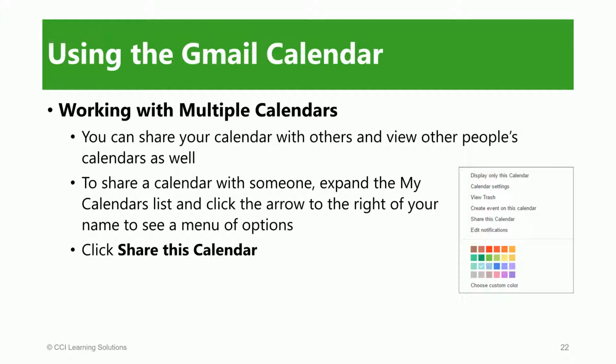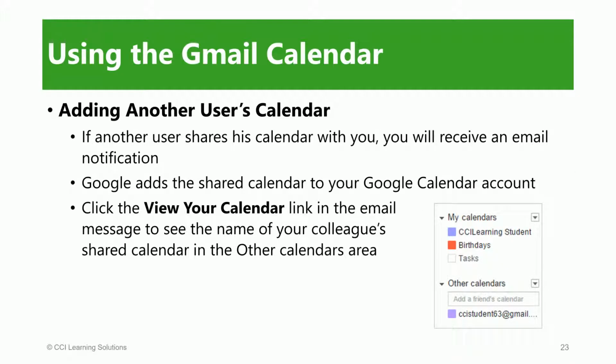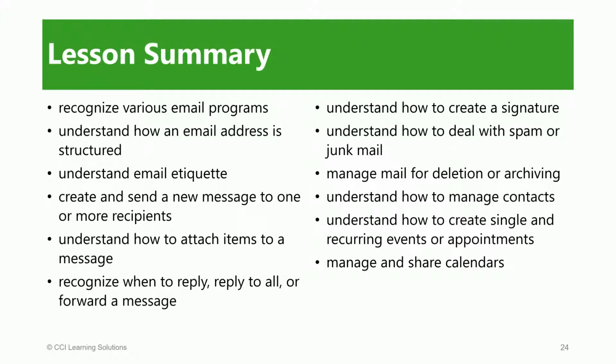Working with multiple calendars. You can share your calendar with others and view other people's calendars as well. To share a calendar with someone, expand the My Calendar list and click the arrow to the right of your name to see a menu of options. Click Share this calendar. Adding another user's calendar. If another user shares his calendar with you, you'll receive an email notification. Google adds the shared calendar to your Google Calendar account. Click the View Your Calendar link in the email message to see the name of your colleague's shared calendar in the other calendar area.